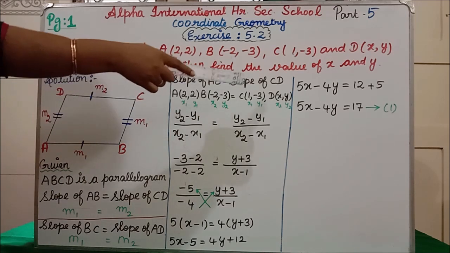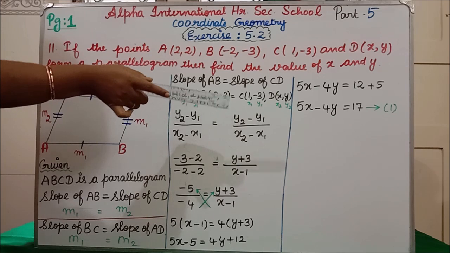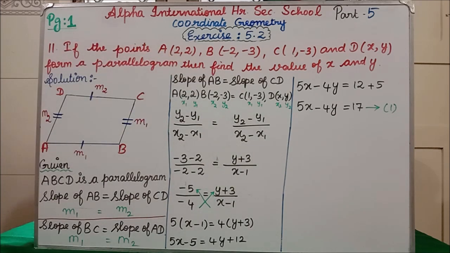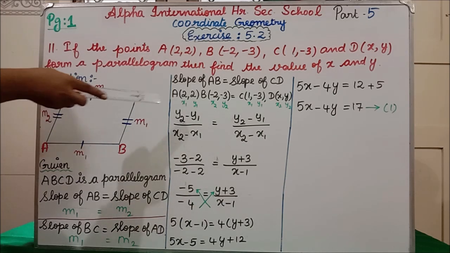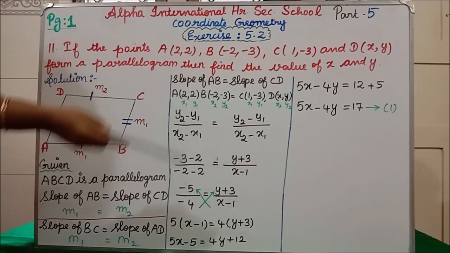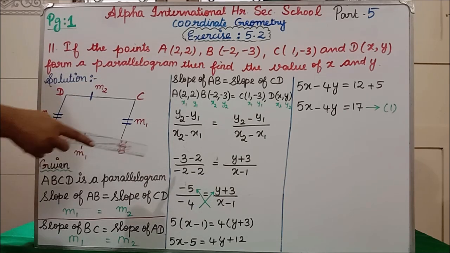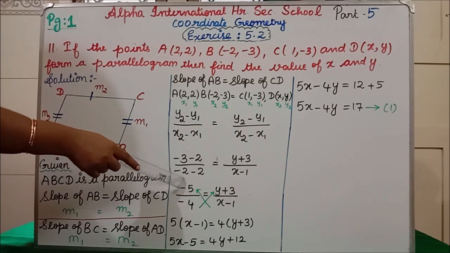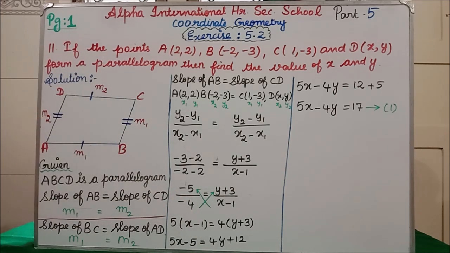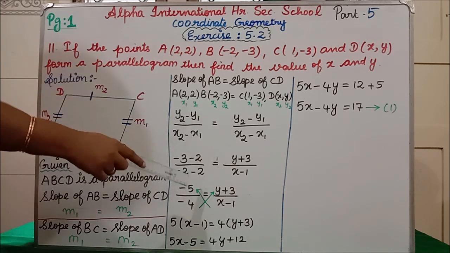Slope of AB is equal to slope of CD. A point, B point, C point, D point, all the points we know. Isn't it? AB means what? What formula will you apply here? The two-point formula. Slope by the two-point formula is (y2 minus y1) divided by (x2 minus x1). Clear? This is x1, y1, this is x2, y2. We are going to just substitute the values. y2 value is minus 3, y1 value is minus 2, divided by x2 value is minus 2, x1 value is 2, so in the formula it becomes minus.